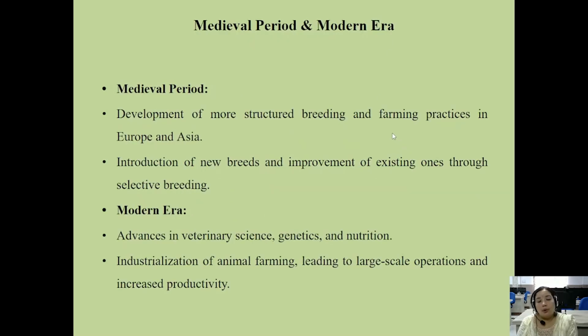Then the medieval period and modern era. In the medieval period, there was development of more structured breeding and farming practices in Europe and Asia, and the introduction of new breeds and improvement of existing ones through selective breeding.